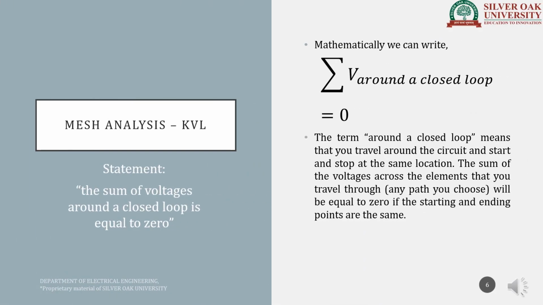KVL statement: the sum of voltages around a closed loop is equal to zero. Mathematically, we can write, as mentioned in the slide, sigma of voltage around a closed loop equals zero. The term around a closed loop means that you travel around the circuit and start and stop at the same location. The sum of the voltages across the elements that you travel through, any path you choose, will be equal to zero if the starting and ending points are the same.